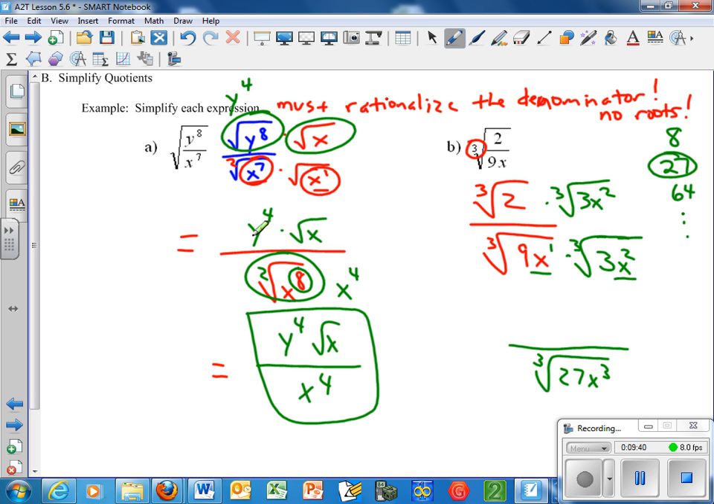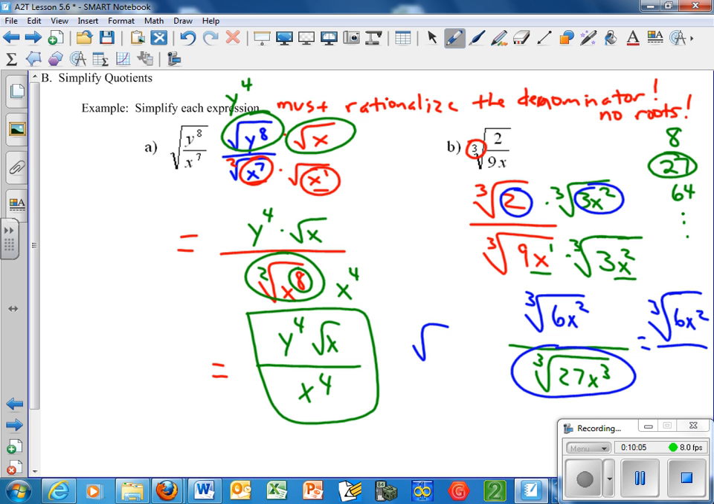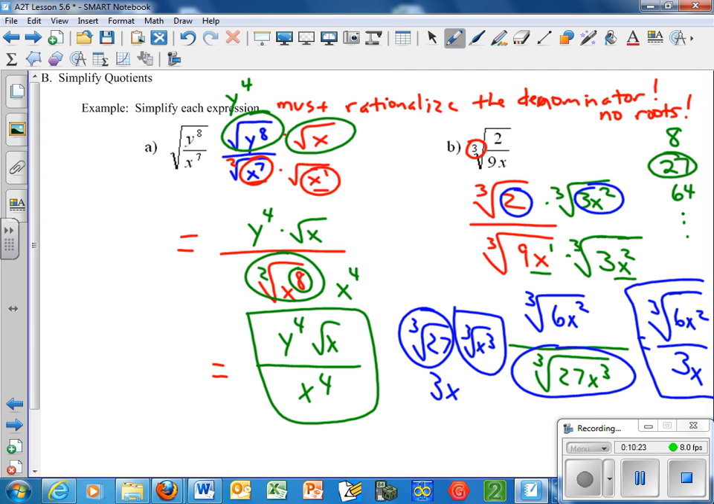So when I multiply these two cube roots together, I multiply what's underneath. So it is the cube root, 2 times 3x squared will be 6x squared. And that top cannot be simplified any further, so I'm going to write that as the cube root of 6x squared. But the bottom is now a perfect cube. I'm going to do the cube root of 27 and the cube root of x cubed. The cube root of 27 is 3. The cube root of x cubed is x. So on the bottom, I end up with 3x. And my answer would be the cube root of 6x squared on top over 3x. I've rationalized the denominator. I don't have any roots left in the denominator.